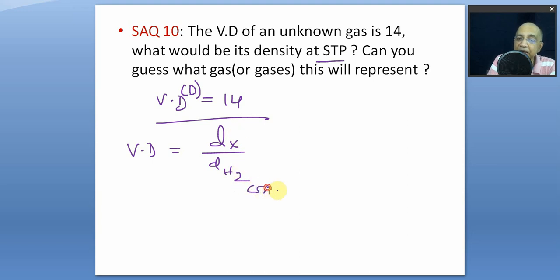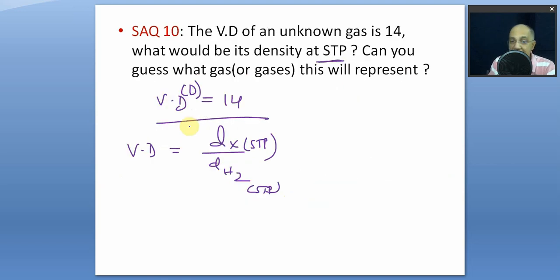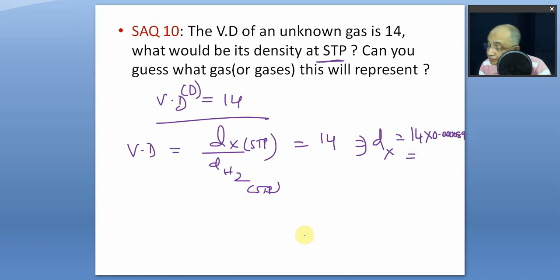If this is STP, this will be STP. And in the previous case, also STP, and this is also STP. So the two conditions should be same. So if Vd is equal to 14, and so dx is equal to, this is 0.000089, so 14 times greater than that, that comes 0.001246 gram per cc, cm3. So first part is over.